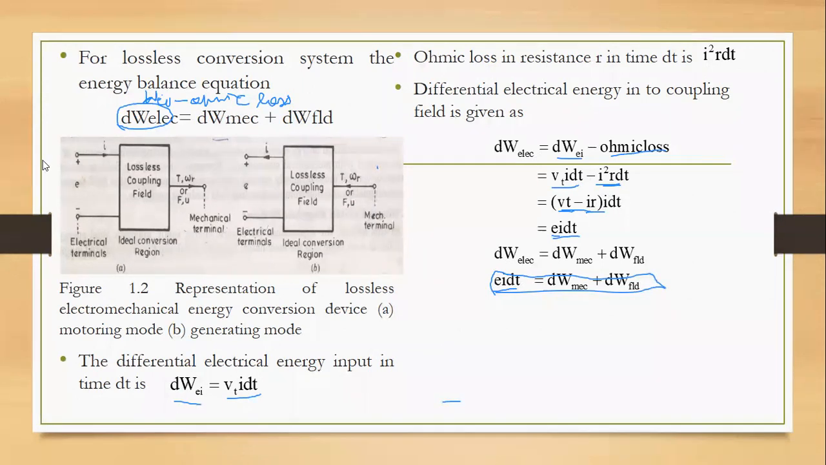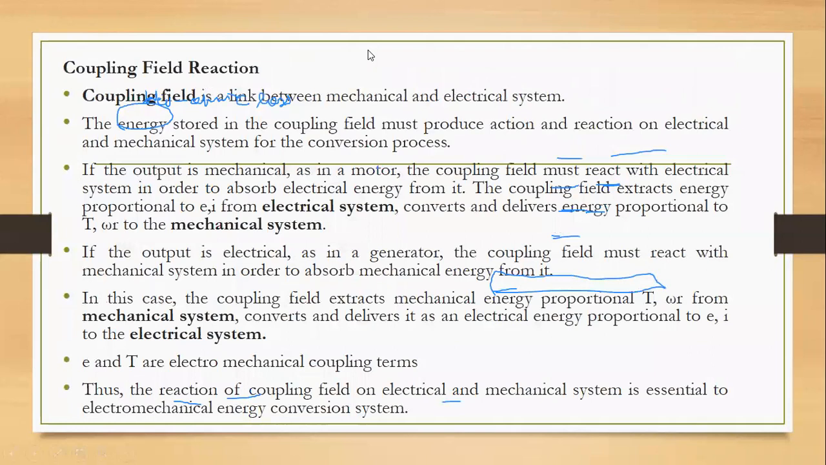Okay, next slide. Like I said, there has to be some kind of coupling field between the electrical energy and mechanical energy in order to make the conversion between the electrical and mechanical system. So this coupling field is a link between the mechanical and electrical system. What this coupling field does is that first it has to react with either the electrical or mechanical system in order to do this kind of conversion. So what does it do?